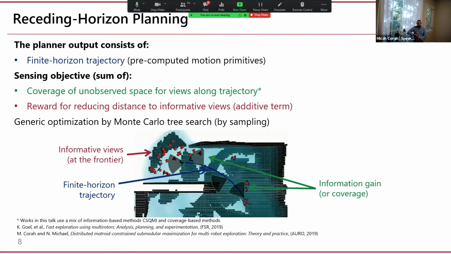Additionally, in exploration problems, robots will obtain a reward for reducing distance to what I call informative views, and this will mimic methods for frontier-based exploration.